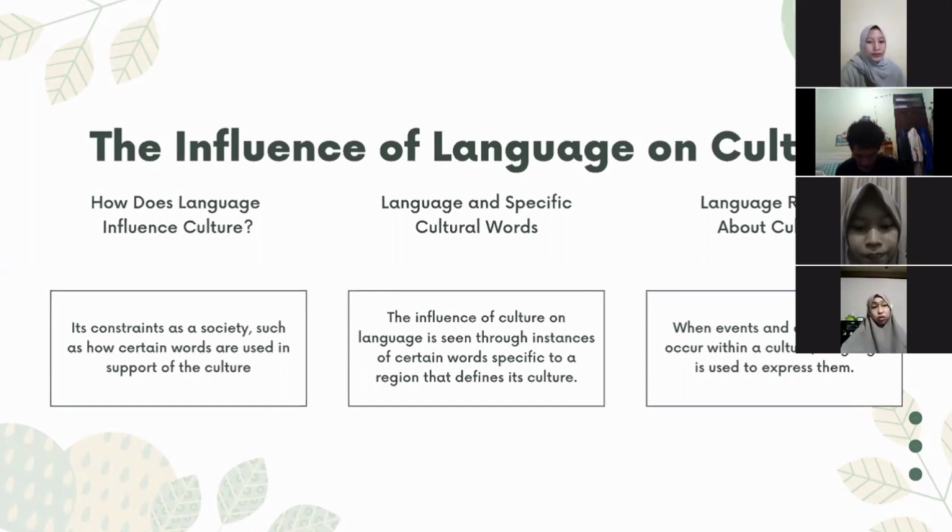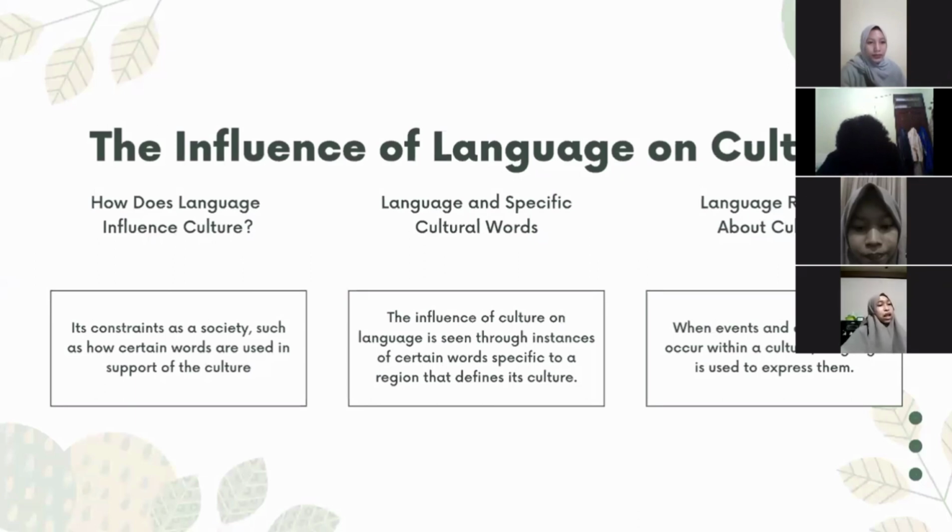How does language influence culture? Language is the culture that is formed within its constituents as a society, such as how certain words are used in support of the culture. It's through language that members of a specific culture communicate with each other and create bonds with others. For example, if your language forces you to think only in certain ways, then there is no way you can test whether it is determining your perception. That is how big the impact of language is to culture, and also to the people.